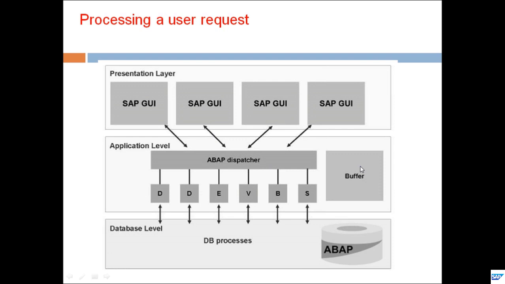Now you can see here the buffer. What is the role of the buffer here? The buffers help to speed up processing of user requests. Data that is often read but seldom changed, for example, programs or customizing data such as clients or company codes, can be kept as a copy of the database content in the shared memory of the application server. This means that the data does not have to be read from the database every time it is needed, but can be called very quickly from the buffer. So each instance has its own buffer.